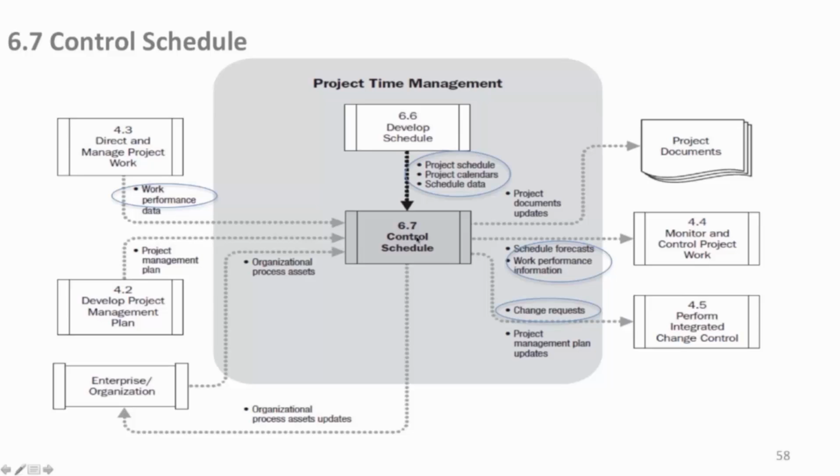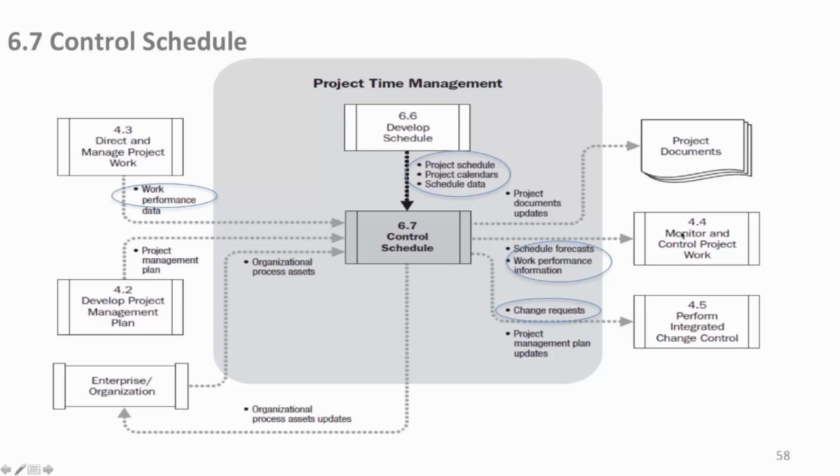And what are the outputs of this? Now we're going to be able to do some forecasting over here, forecast the schedule based on the actuals that are happening. We can forecast whether we're going to maintain the baseline pretty well, whether we're out of whack with it, just forecasting what's going to happen, and then we can produce certain work performance information that is actionable kind of information that goes into monitor and control the work.